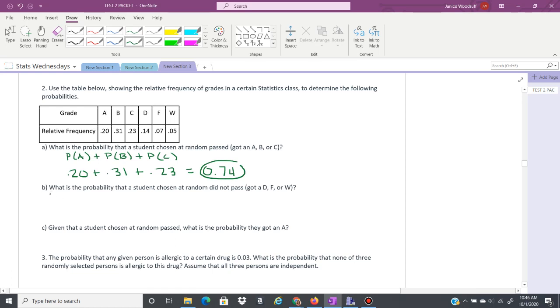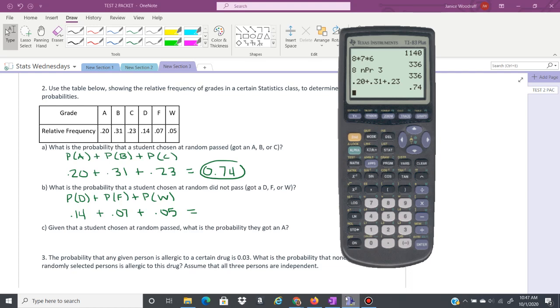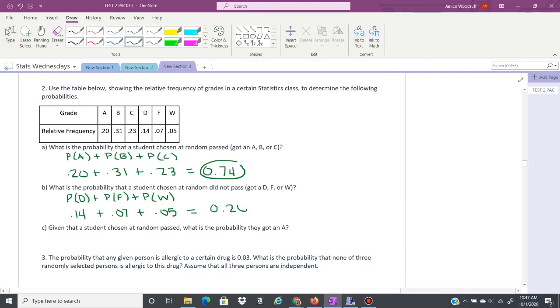All right, then B, what is the probability that a student chosen at random did not pass? Same thing. So probability of a D plus the probability of an F plus probability of a W. So 0.14 for D, 0.07 for F, 0.05 for a W. So 0.26. Okay, notice that if you add pass and not pass, you get 1.